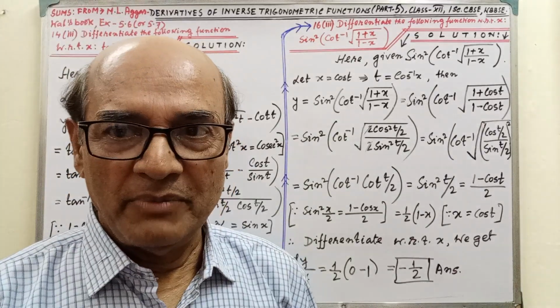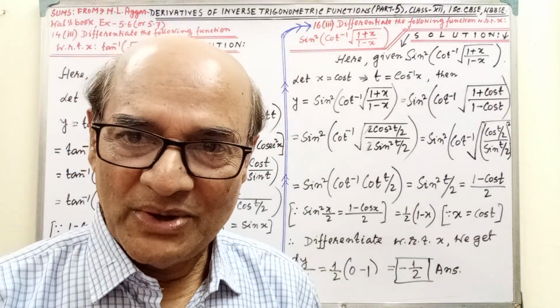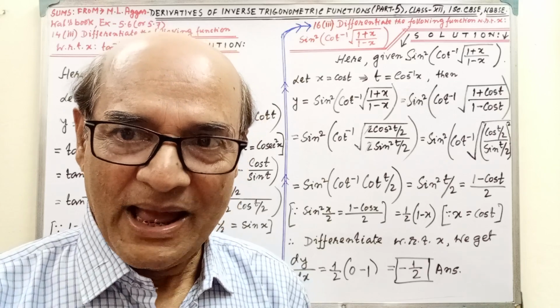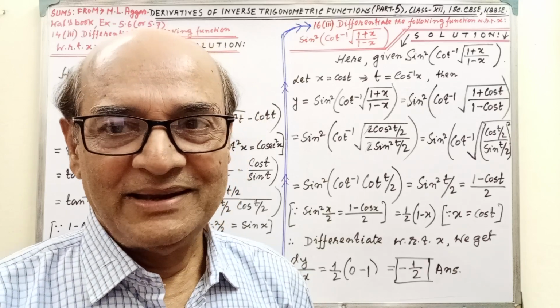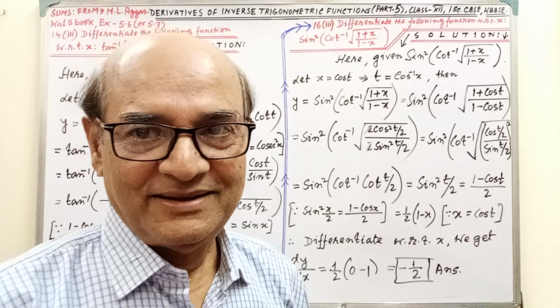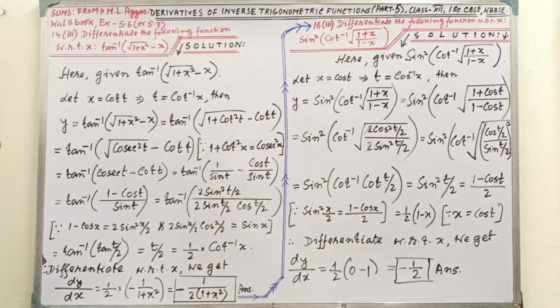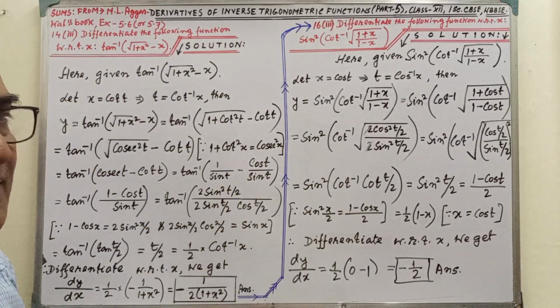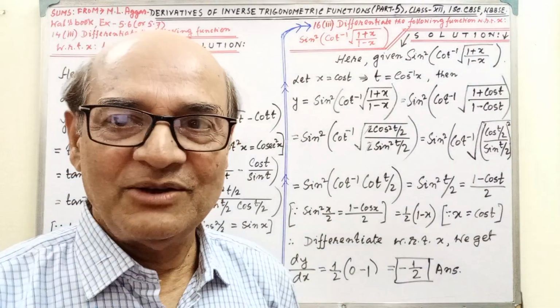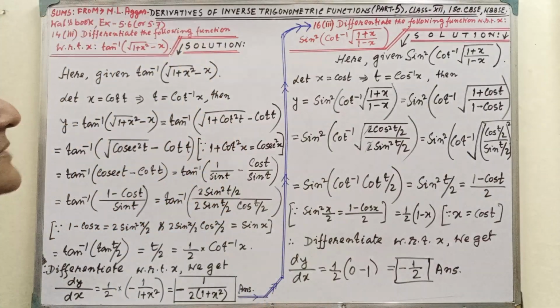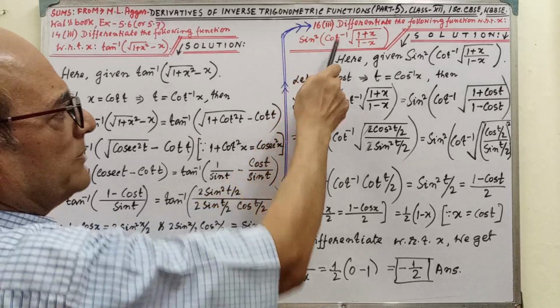If you can remember the formula, and if you successfully apply the formula in the problem, then easily you will understand. And steps are given clearly. By looking, easily you will understand. Now sum number 16, part 3. Differentiate the following function with respect to x. This we have to differentiate.